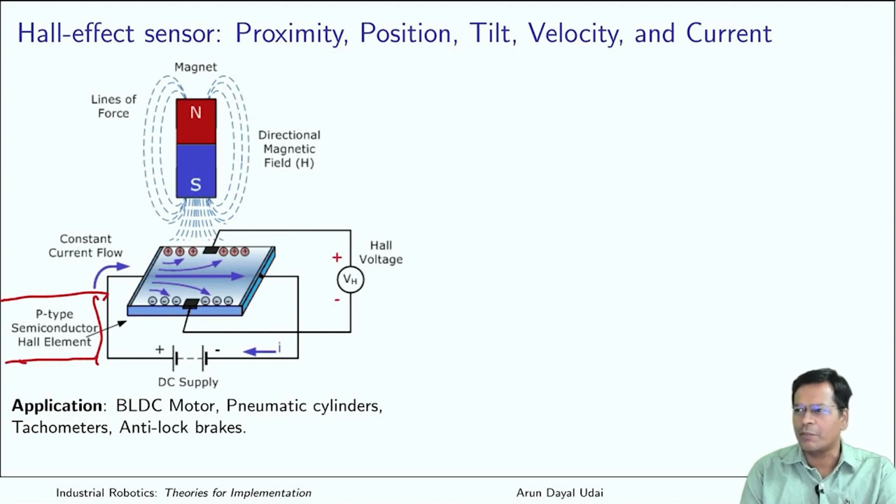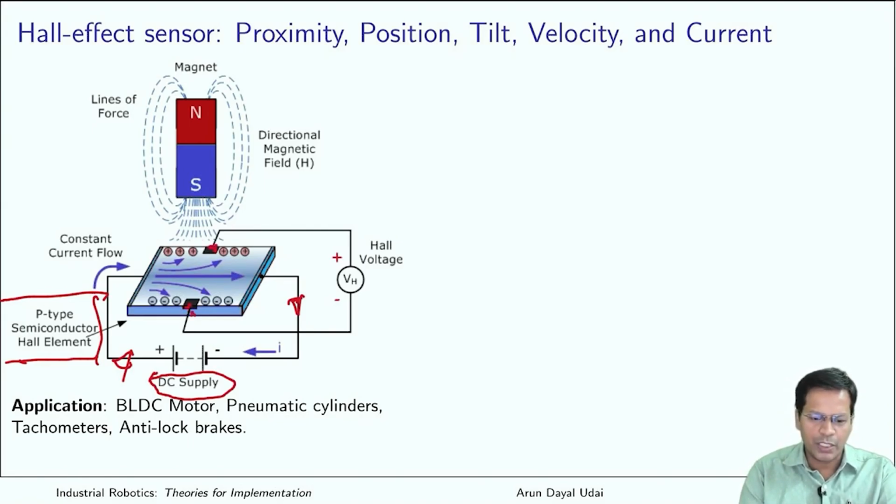You have a p-type semiconductor, which is called a Hall effect element, and a constant current is made to flow through it using an external DC supply. Current continuously flows through this one, and it comes out from here. Now this current continuously passes on.